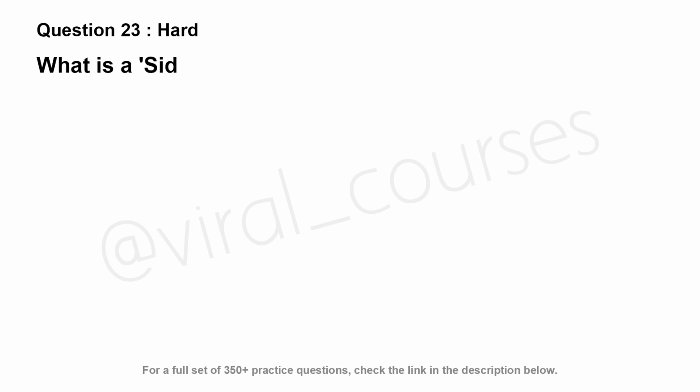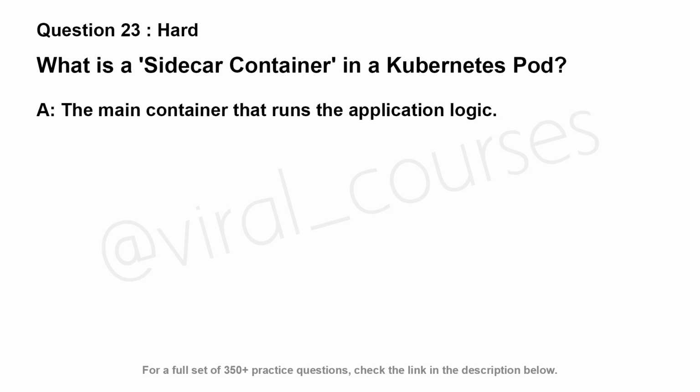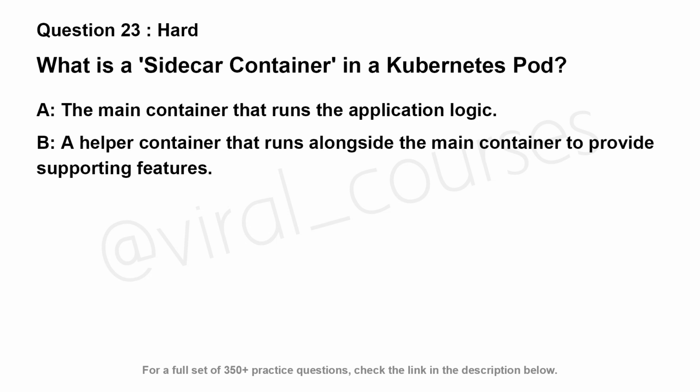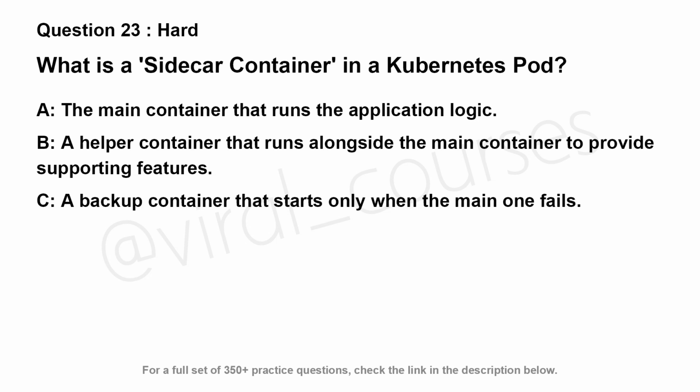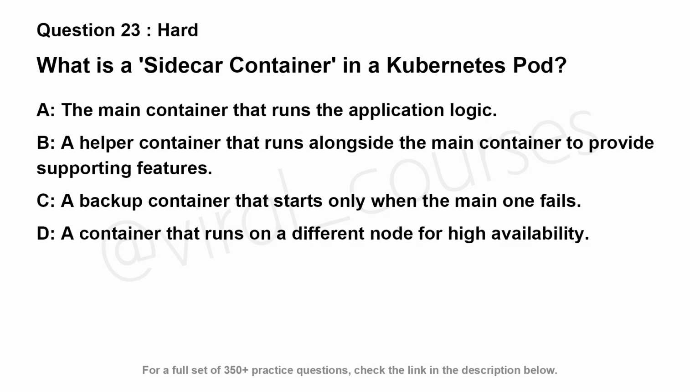What is a sidecar container in a Kubernetes pod? Option A, the main container that runs the application logic. Option B, a helper container that runs alongside the main container to provide supporting features. Option C, a backup container that starts only when the main one fails. Option D, a container that runs on a different node for high availability.